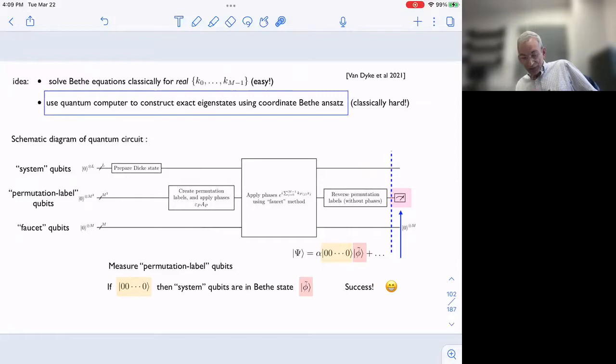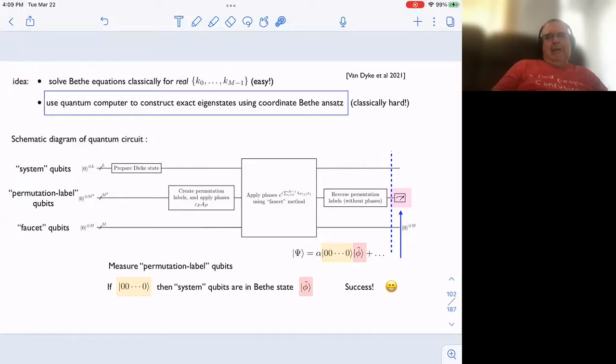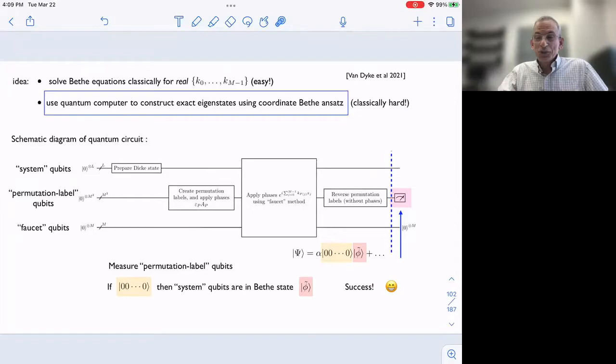Excuse me, may I ask a question? You said alpha is just some coefficient, but as if it didn't matter. Of course, your success probability will be the square norm of alpha. So how small is alpha? How big is it? What's your probability of success? Thank you very much for the question. This is a perfect question. I'll answer in a minute.